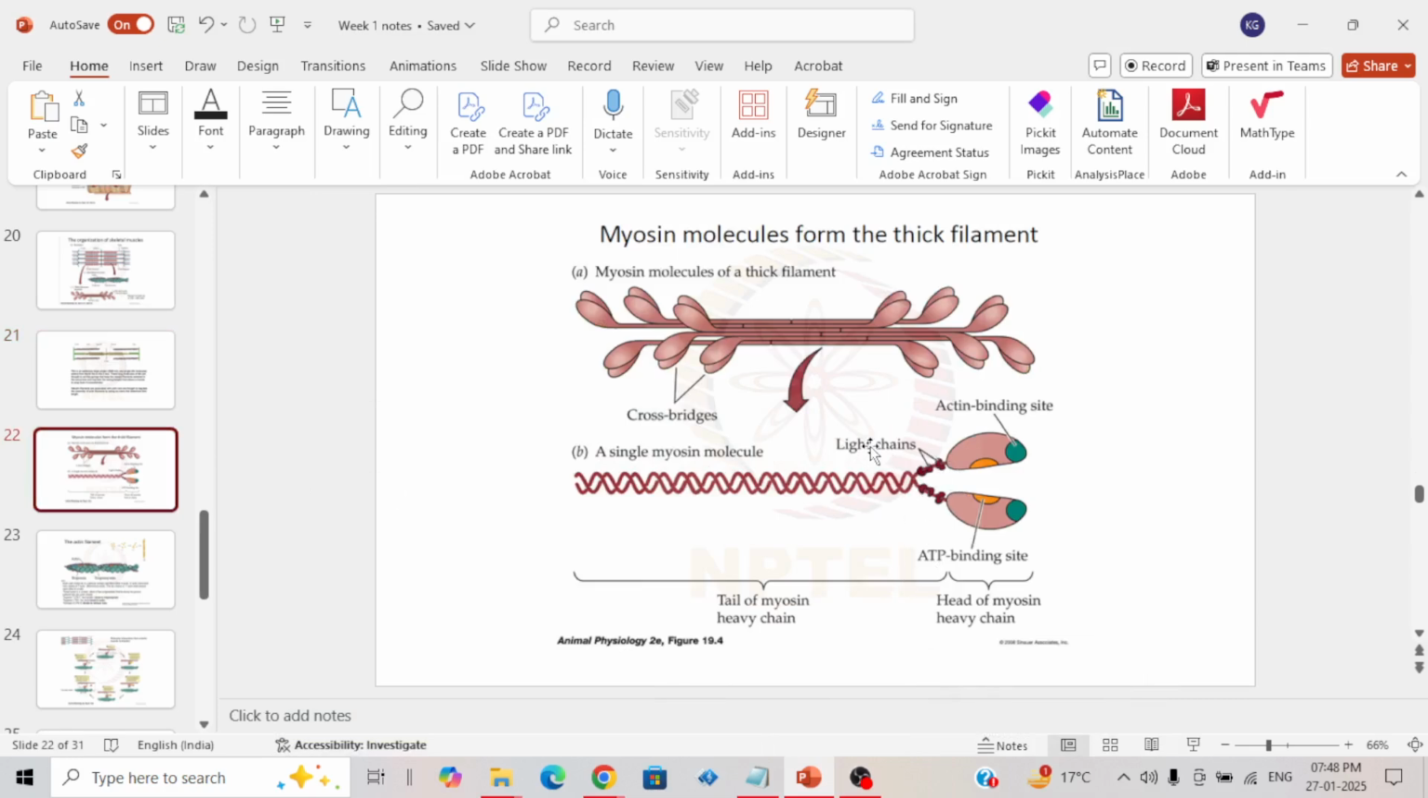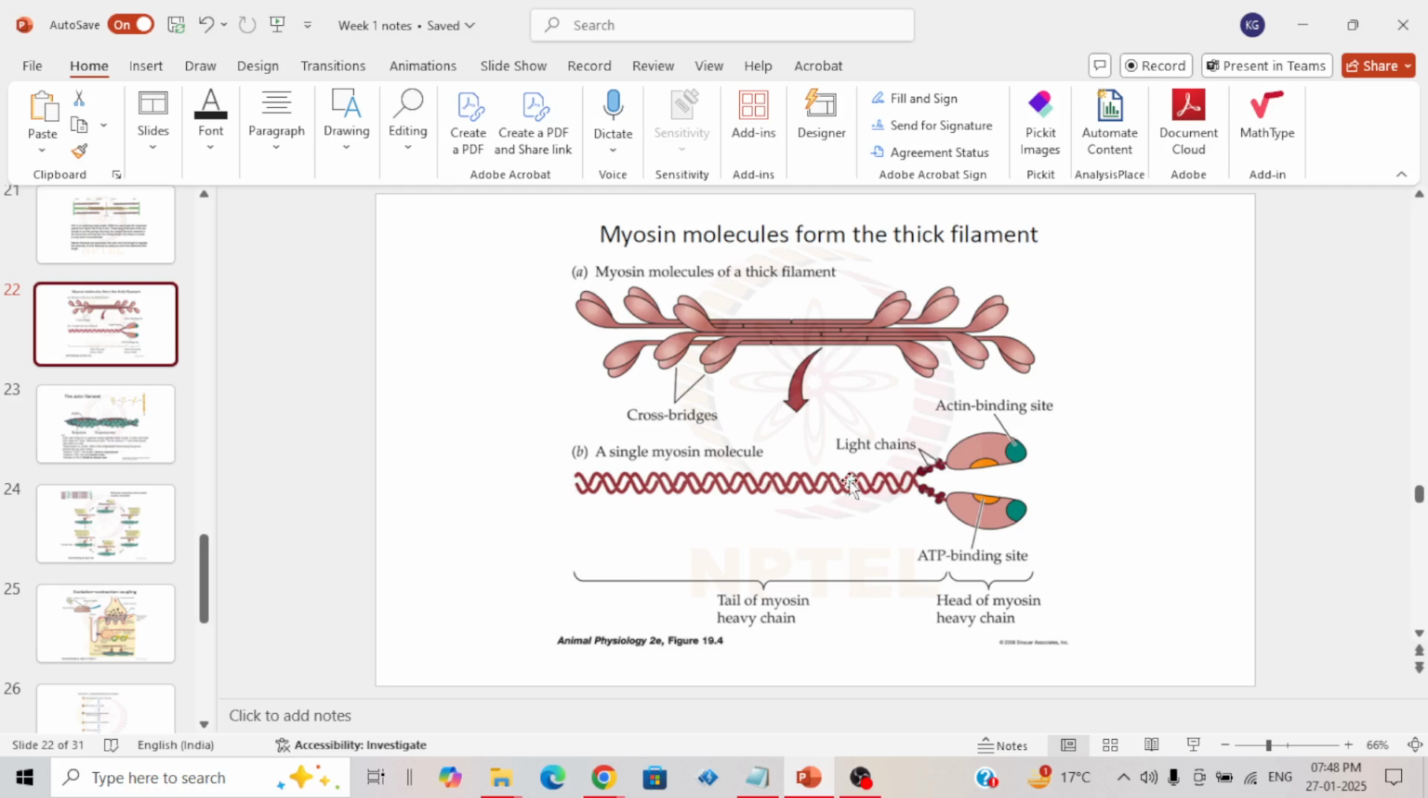And here there are two pairs of chains, but in total four light chains are involved. Okay, these are regulatory proteins. These light chains are regulatory in function. You should keep in mind that there are two pairs, but in total four chains. Okay, and this is called the tail of myosin. These are the heavy chains. Actually, there are two pairs of light chain and one pair of heavy chain.